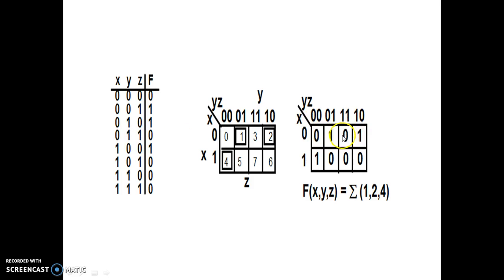So 0 1 1 is 0 and 0 1 0 is 0. Okay, and 1 0 0 is 1. 1 0 1 is 0, 1 1 0 is 0, and 1 1 1 is also 0. So we can form a table in the form of this one and this one and this one. So the summation of the ones, that means this one, and 2 and 4.